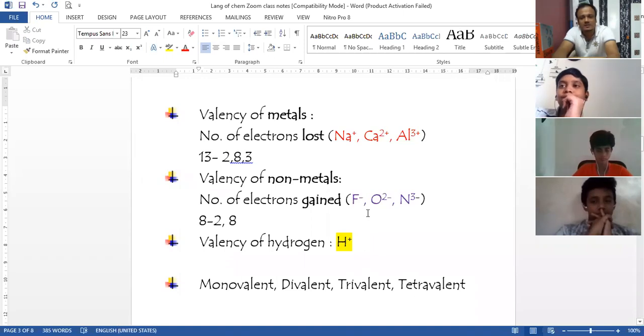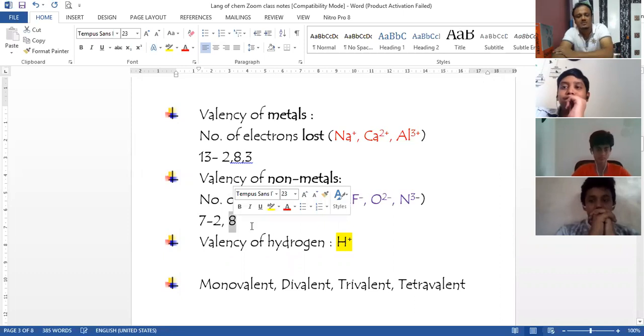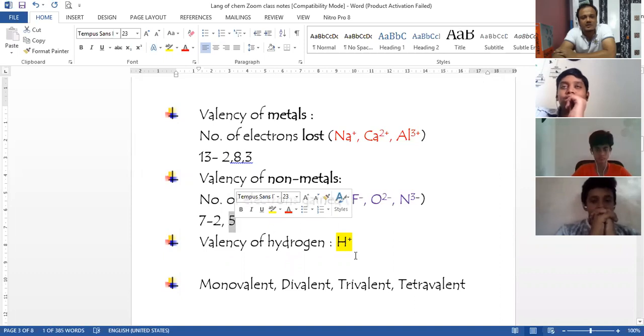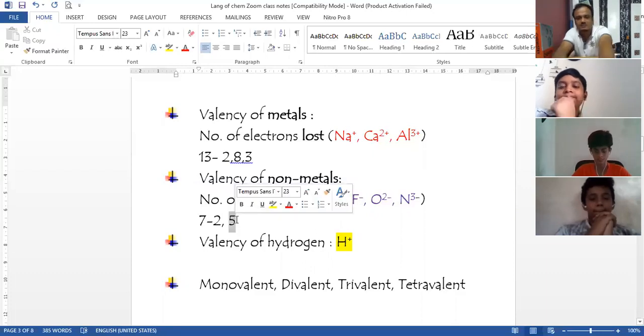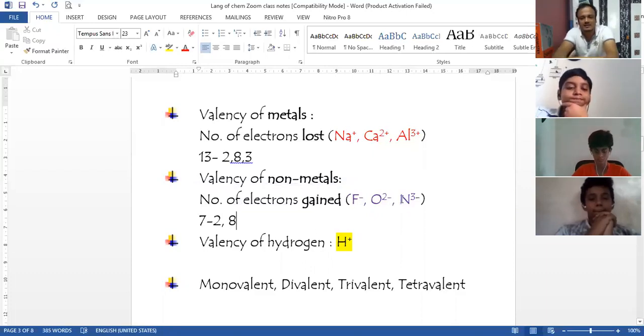We go for the last one, that is nitride, that is N3 minus. Nitrogen atomic number is 7. So the electronic configuration of nitrogen becomes 2, 5. Now, if you look at the valence electrons, there are 5 valence electrons, right? So in order to become stable, nitrogen can either lose 5 electrons or gain 3 electrons. Gaining 3 electrons is easier than losing 5 electrons. Hence, it gains 3 electrons to become 2, 8. And that is the reason why we have a valency of 3 minus.